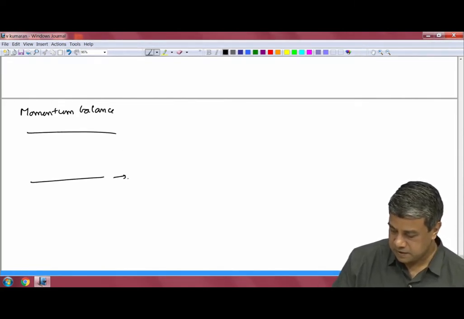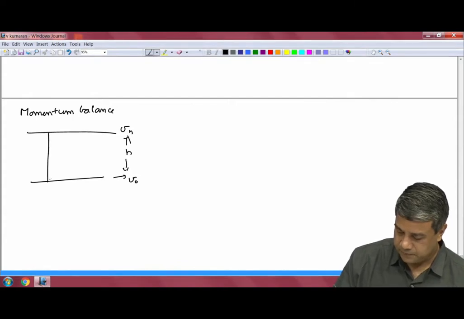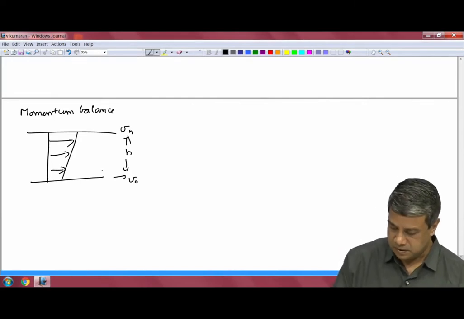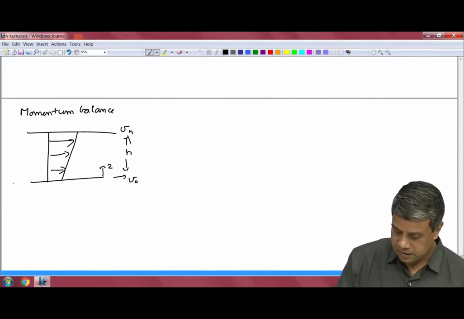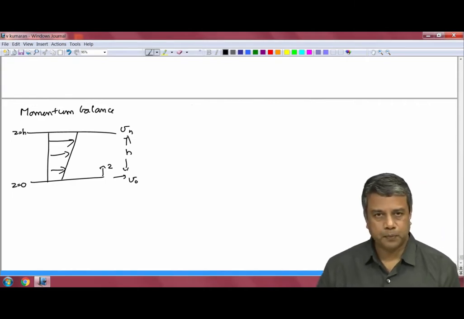I have two surfaces moving with velocities v naught and Vh separated by a distance h, due to which there is some flow field in between. So, this is the z coordinate, this is z equal to 0, z equal to h.